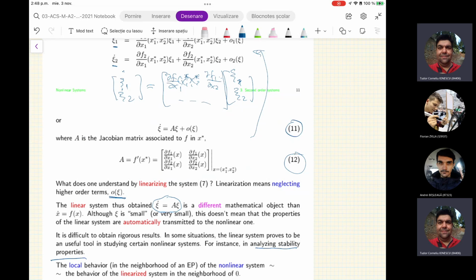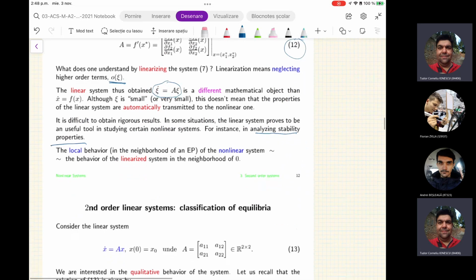However, the behavior of this object around the origin determines what the nonlinear system is doing around the equilibrium point or the origin itself. It says here, psi dot is A psi, a different mathematical object than x dot is f(x). Although psi is small, or actually very small, infinitesimal, I would say, it doesn't mean that the properties of the linear systems are automatically transmitted to the nonlinear one. That's the idea.